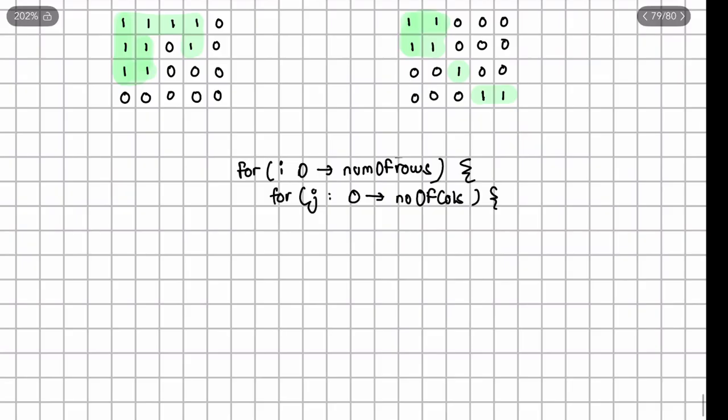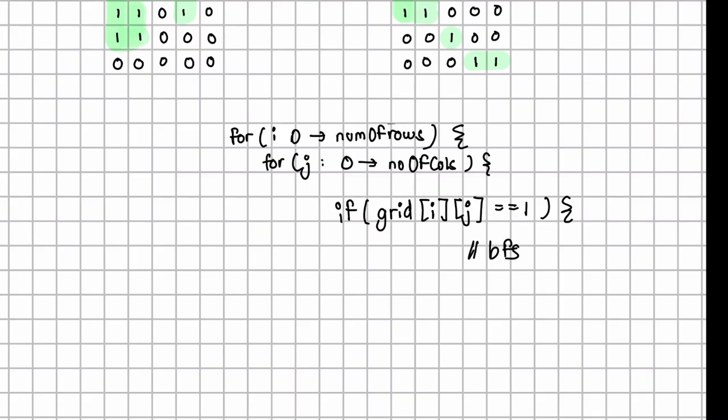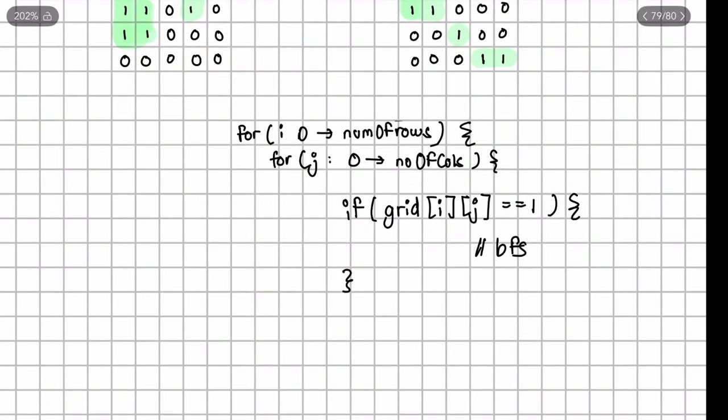Now if you see, we have to find a 1, because if there is a 0, there is no point getting a 0 because it is water. We need to count the island, that is land. So we would see that if our grid at the given position is equal to 1, then we would do something. We would carry out our BFS, that something is BFS, right?